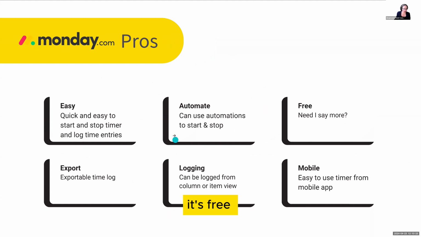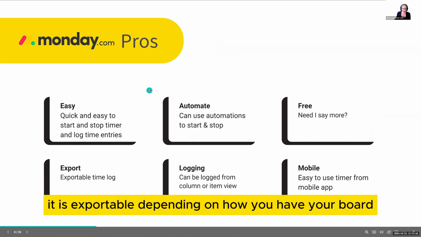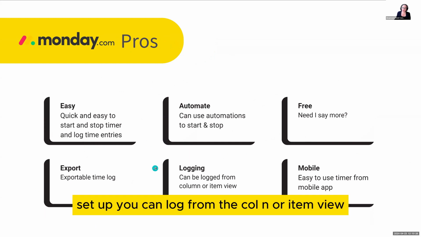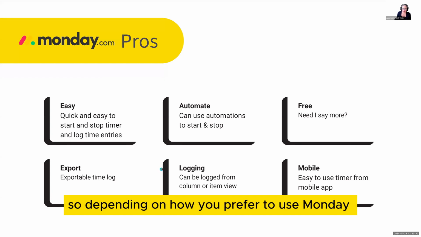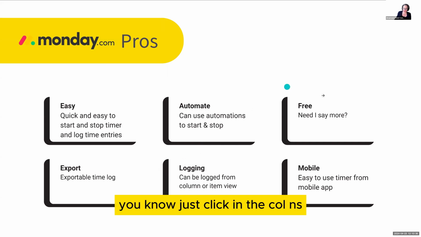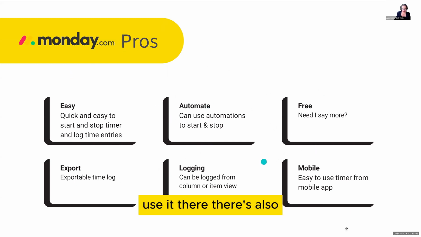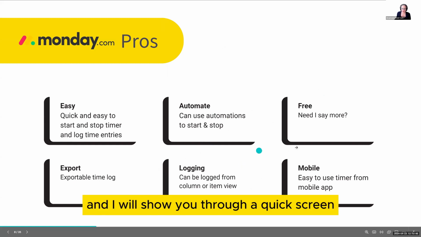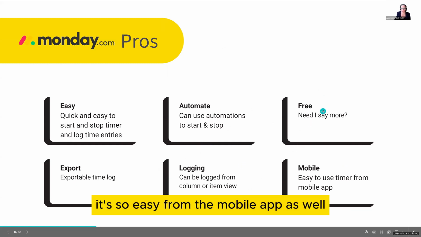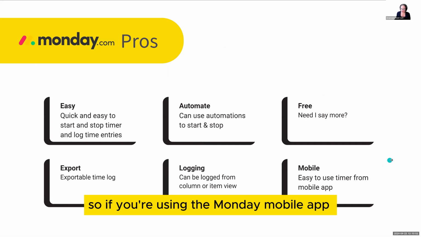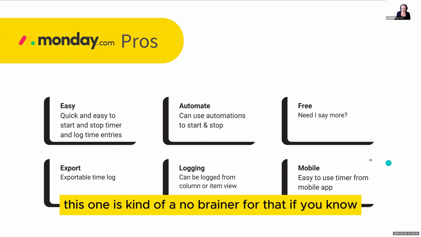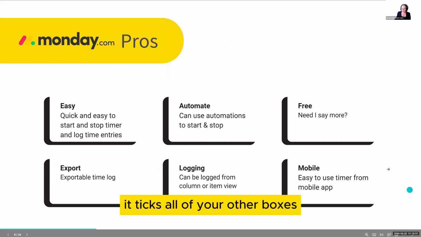It's free. It is exportable depending on how you have your boards set up. You can log from the column or item view. So depending on how you prefer to use Monday, your team might prefer to just click in the columns and have it in that table view. Or you might prefer to open up each item and use it in the item view. There's also, and I will show you through a quick screen recording of this, it's so easy from the mobile app as well. So if you're using the Monday mobile app, this one is kind of a no-brainer, it ticks all of your other boxes.